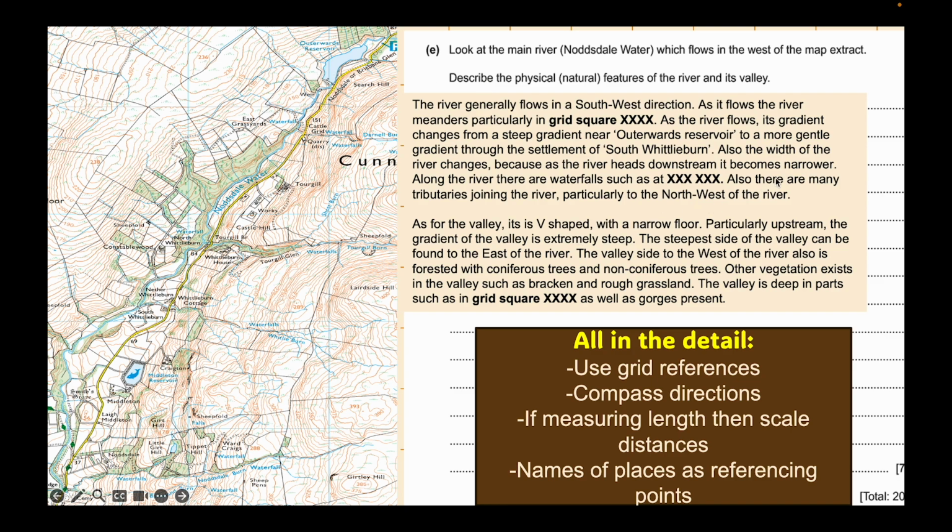As for the valley, it is V-shaped with a narrow floor. Particularly upstream, the gradient of the valley is extremely steep. The steepest side of the valley can be found to the east of the river. The valley side to the west of the river also is forested with coniferous trees and non-coniferous trees. Other vegetation exists in the valley, such as bracken and rough grassland. The valley is deep in parts, such as in grid square. Again, you can provide the 4-figure grid reference where it's particularly deep, as well as gorges present too.